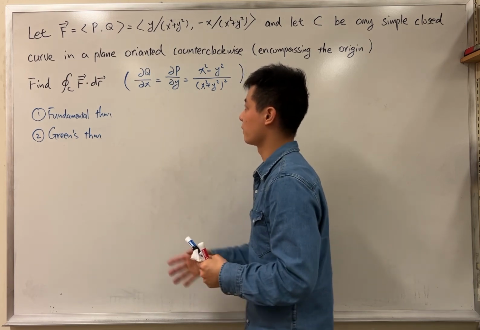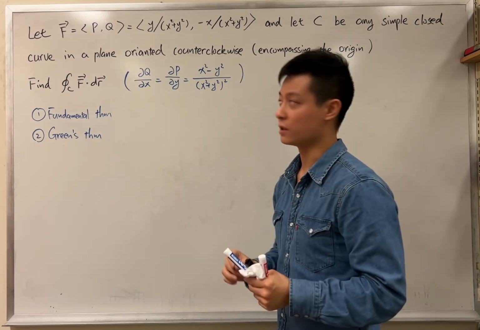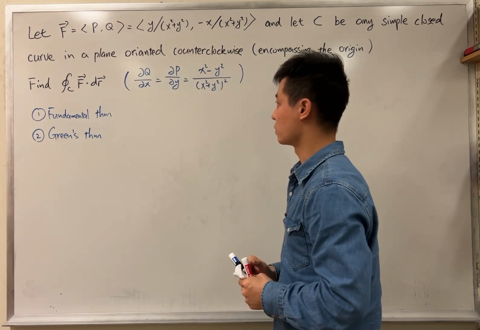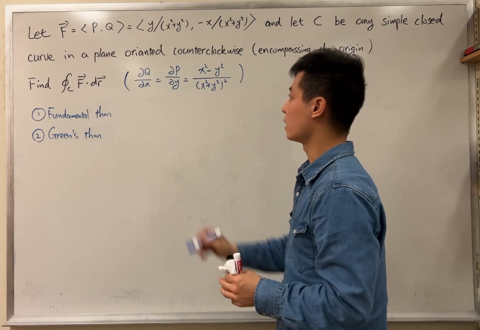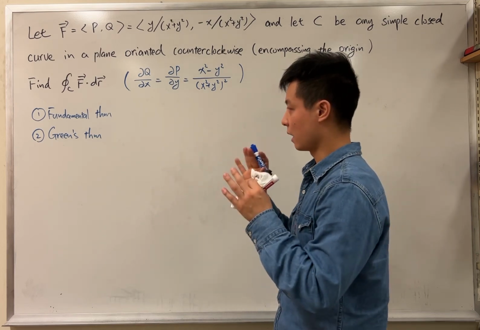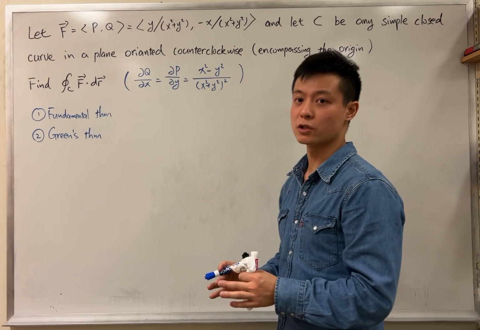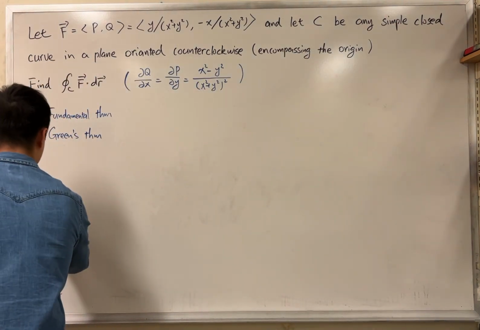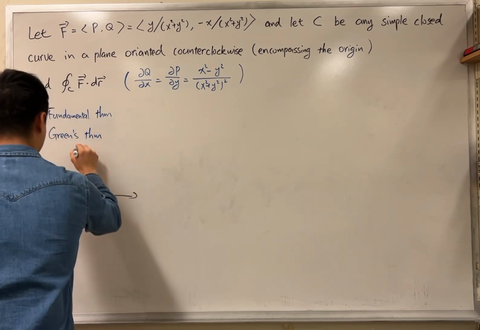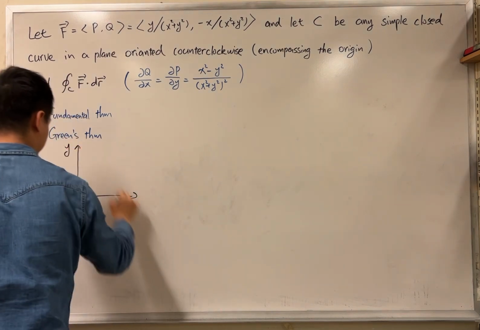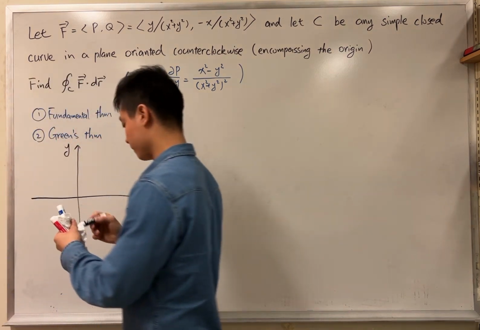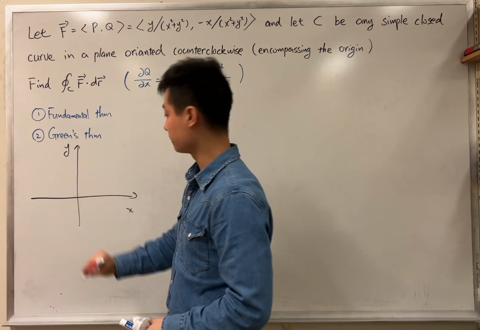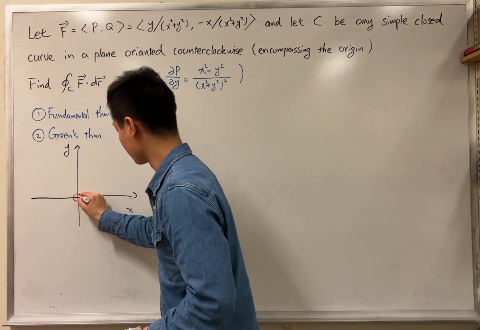But at a closer look at the expression, we can see that neither of these two functions are defined at the origin, which means that the domain of the vector field actually does not contain the origin, and therefore it's going to have a hole. So on a graph, it's going to look like this. We're going to have the domain to be all the points on the xy plane except the origin, which is a hole.